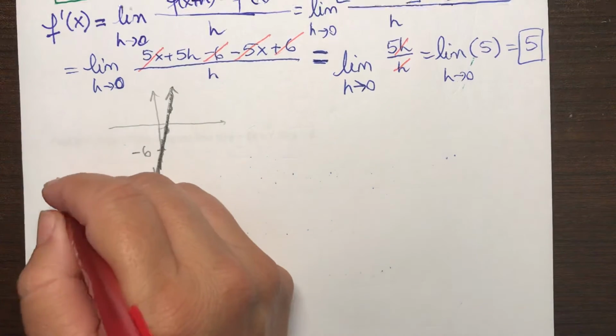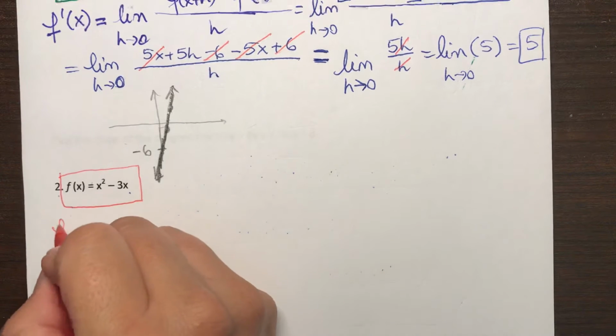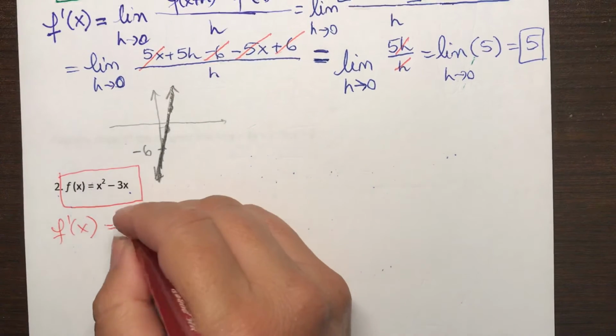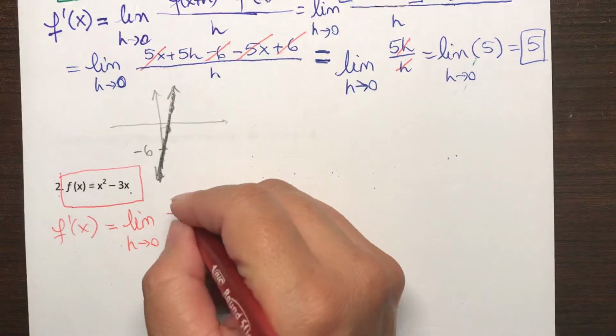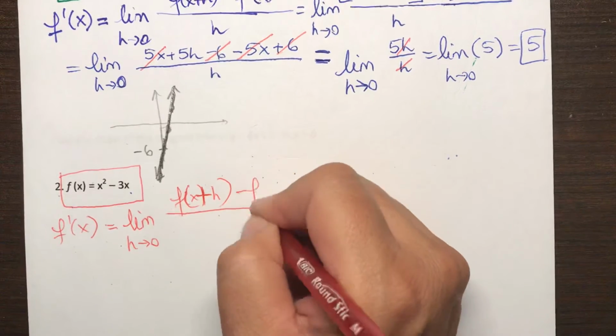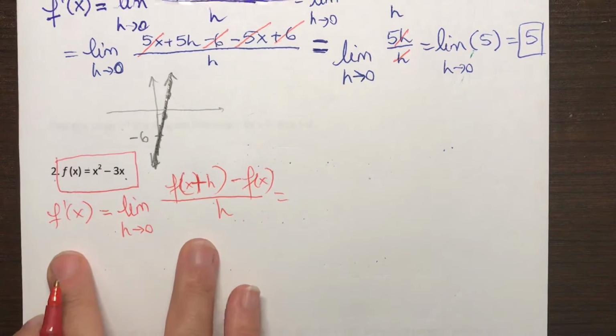This function right here is a quadratic function, so the slopes of the tangent lines will definitely depend on what x value we're at, or what point in the graph we're at. So let's find that derivative. The derivative of this function is, by the limit definition, the limit of f of x plus h minus f of x all over h. That's what we're doing. So again, that's the calculus part.